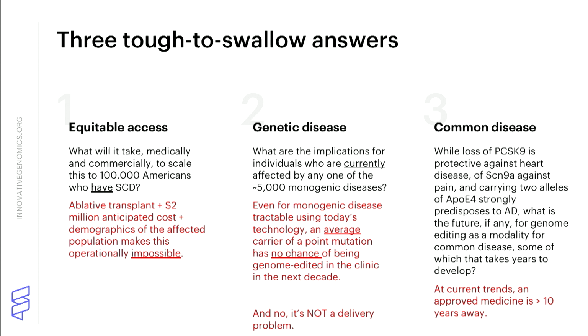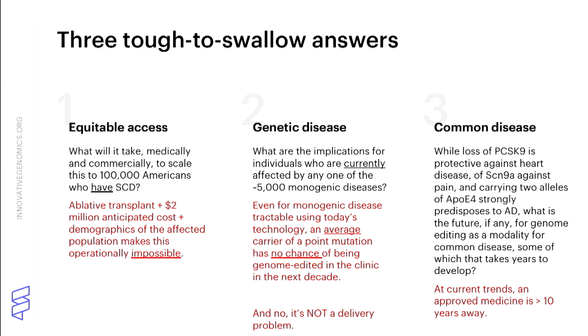Even for monogenic disease that's tractable using today's technology, an average carrier of a point mutation has essentially no chance of being gene edited in the clinic in the next decade. An average carrier, I emphasize, and it's not a delivery problem. And as far as common disease, well, at current trends, an approved medicine is 10 years away. The rest of my talk will be spent discussing what can be done about all of those issues, and I'm strongly convinced that they can be overcome.